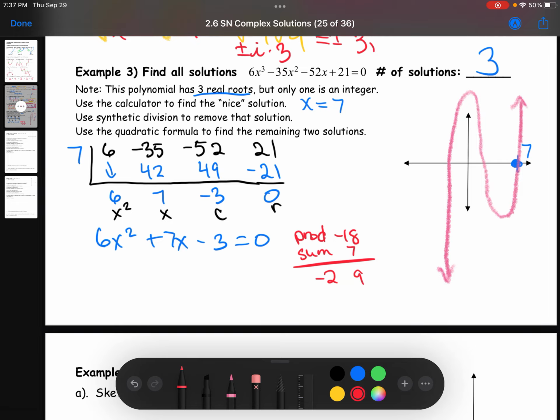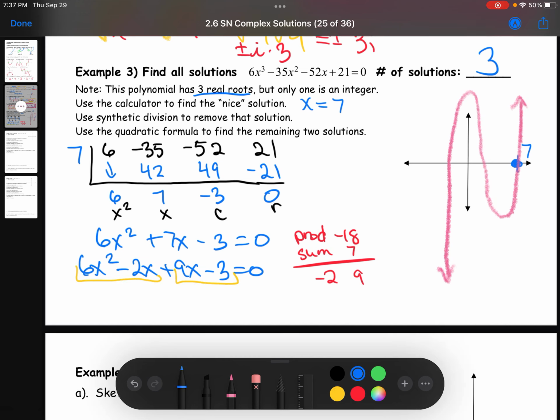Well, 2 times 9 is 18. Putting a negative on the 2 gives us the signs we need. So this will actually factor. So 6x squared minus 2x plus 9x minus 3 is equal to 0.